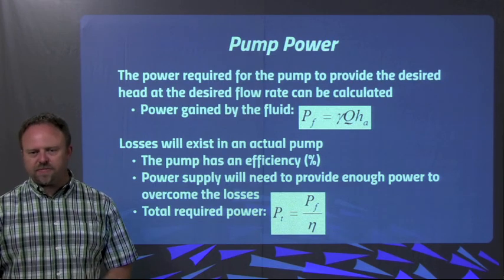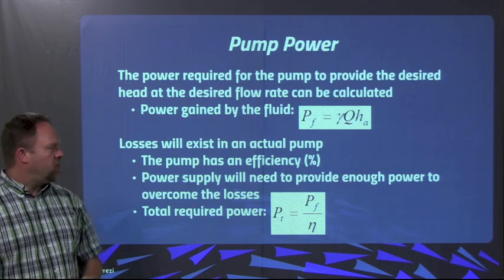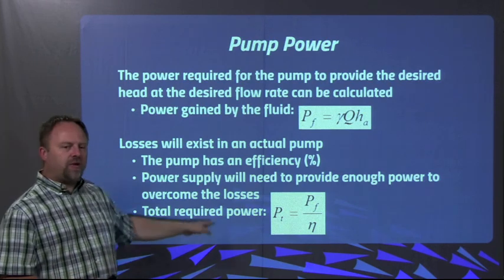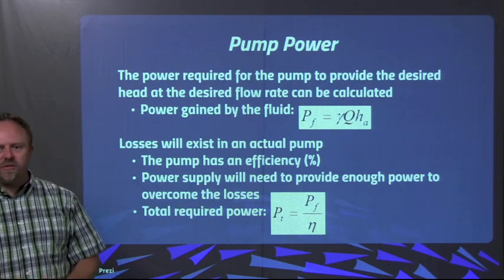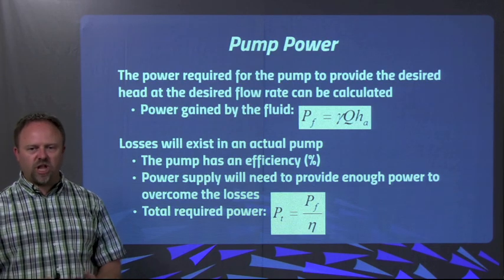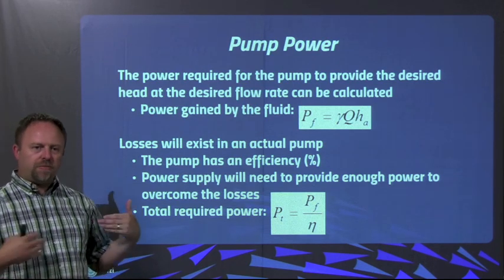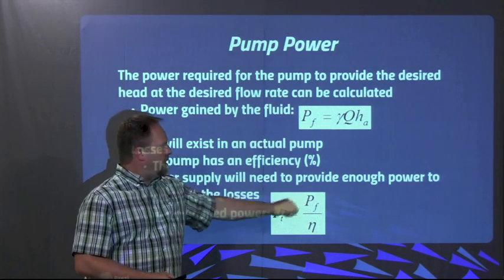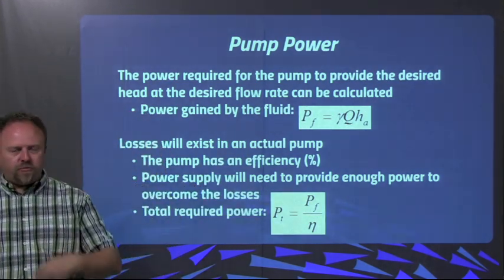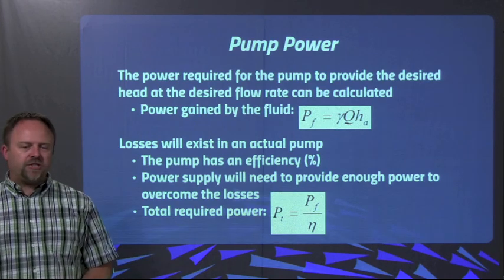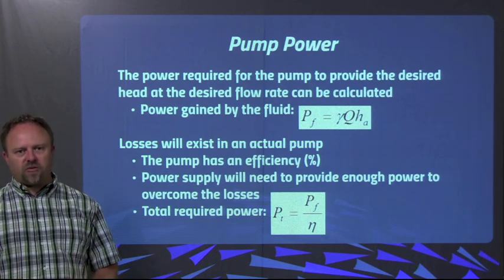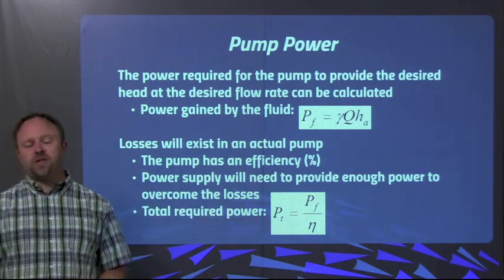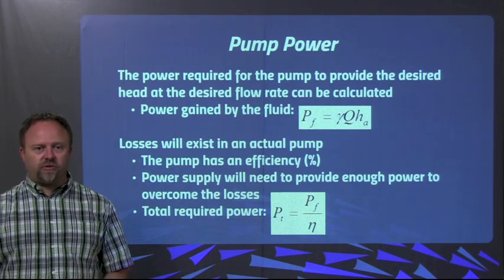So the pump itself has a specific efficiency, which is usually a percentage, like maybe 80% or so. And we have to make sure we have enough power to overcome that efficiency, to overcome those losses. So the total power we're going to need to provide to the pump, we can find by taking the power that we have to put into the fluid and dividing that by the efficiency. That helps us determine how much extra power we're going to need, to find our total power in order to select our power supply, using wind or solar energy.